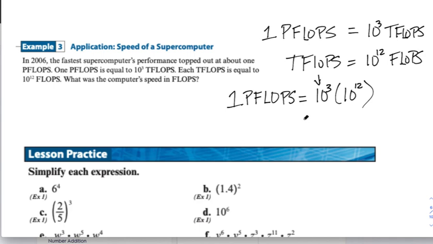All right, so that is going to be equal to 10 to the third times 10 to the 12. Remember, we're multiplying two numbers with the same base. We're going to add the exponents. We're going to end up with 10 to the 15th. So that's how many flops, 10 to the 15th flops, are in one pflops. Whew.